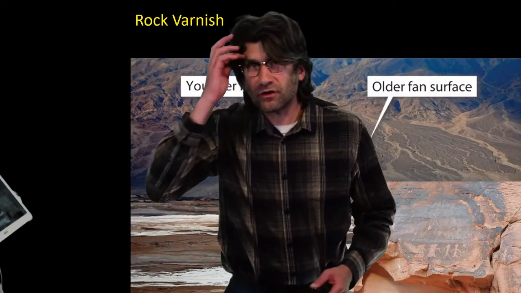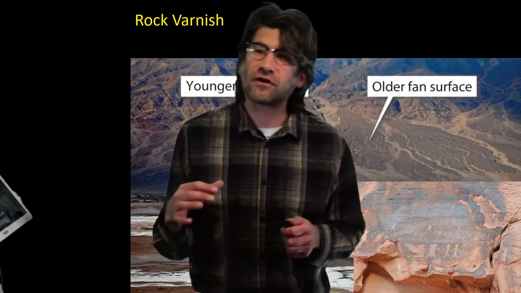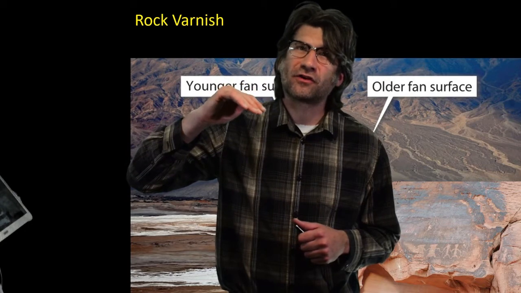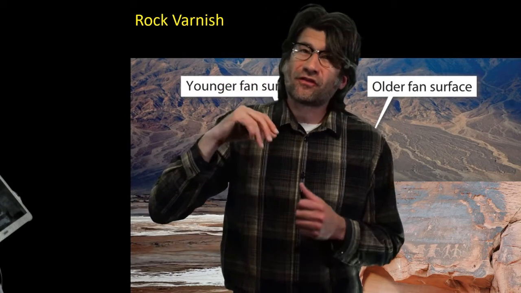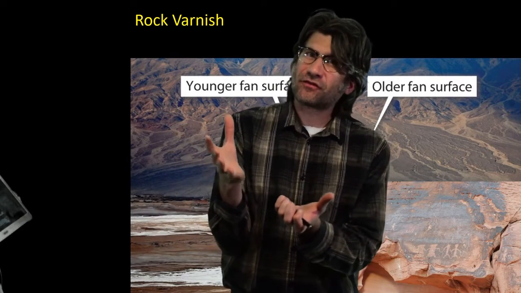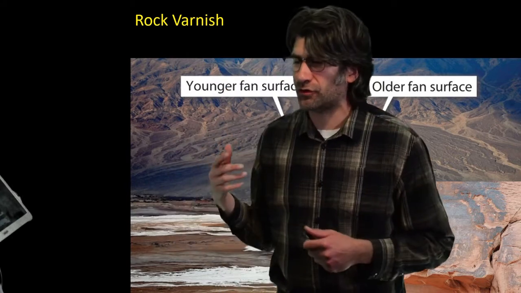Okay, another relative dating technique is using rock varnish. So rock varnish is this black material that develops. It's a manganese oxide coating that develops on rocks in arid regions, in deserts. And so the longer that a boulder, a rock, a bedrock surface is sitting at the surface of the earth, it'll develop a thicker and thicker rock varnish rind and get darker and darker in color.